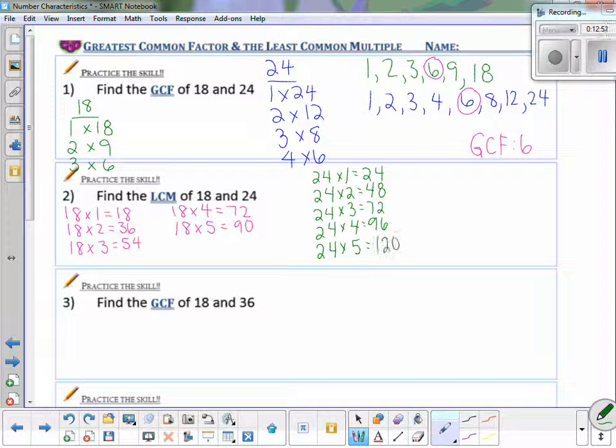Okay, so I'm going to list all these multiples. So 18 was 18. Notice I'm putting a comma between each of them. 36, 54, 72, and 90. And for 24, I had 24, 48, 72, 96, and 120.